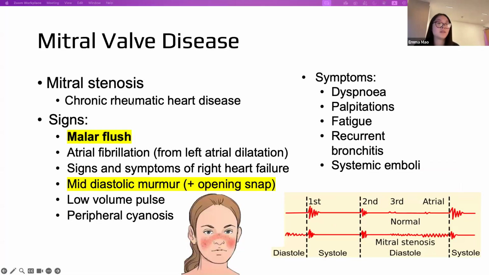Mitral stenosis. So mitral stenosis is common in chronic rheumatic heart disease. And signs are a malar flush. So this butterfly shape, like redness on the face, atrial fibrillation, and also it seems like right-sided heart failure, a mid diastolic murmur with an opening snap. And then we have a low volume pulse and peripheral cyanosis. And then here are the symptoms again.